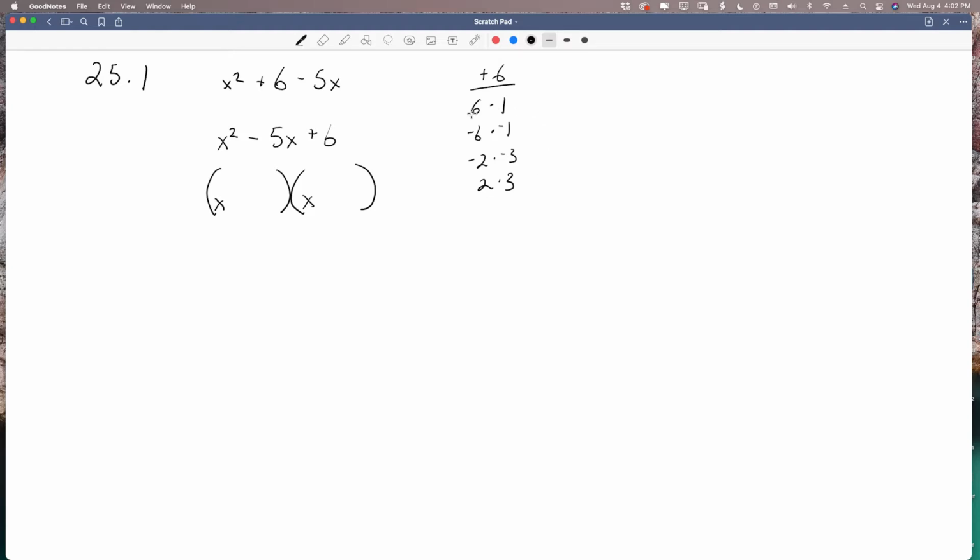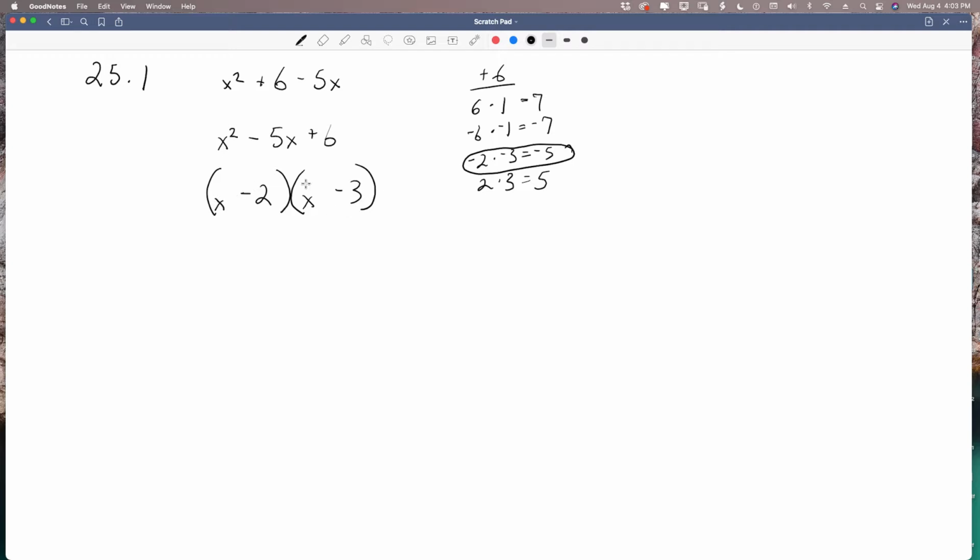If we combine these two, we get 7. Combine these two, we get negative 7. If we combine these two, we get negative 5, and we combine these two, we get a positive 5. So this is the one that we want. So we take the factors of negative 2 and negative 3 and drop them in. And because this x is the same in both, it doesn't matter which side you drop it in. So you could put negative 3 here, or you could put negative 2 here. It doesn't matter. It works the same way.